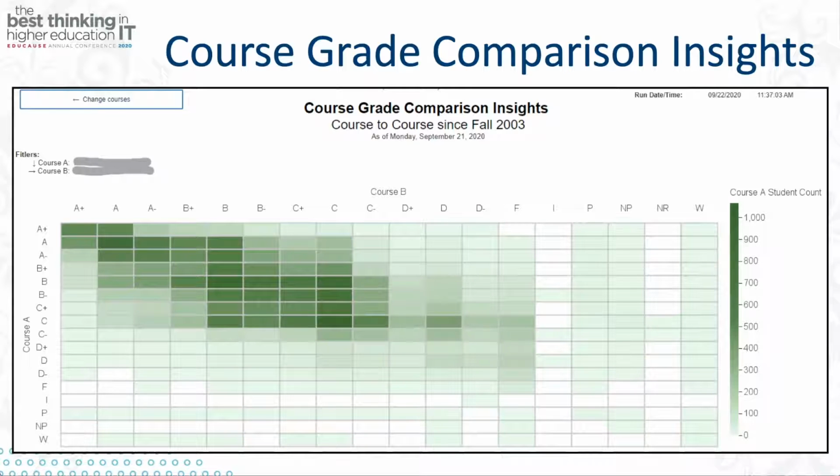Typically, that's because there are multiple classes that will satisfy that prerequisite for Course B. So maybe the student failed Course A and then they took Course X, did well in that, and they did well in Course B. But again, the majority of the grades kind of follow what you would expect. A student who does well in A does well in B and vice versa.